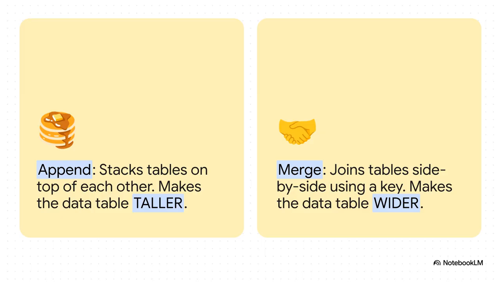First, you can append. Appending is like taking all your witness statements from January and stacking them right on top of your statements from February. You end up with one long, taller list. Merging is totally different. Merging is like taking your list of suspects and joining it with a list of their known addresses. You connect them side by side using a key, like their name, which makes your table wider.